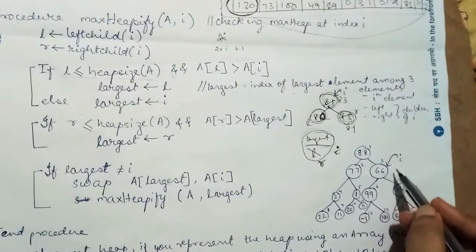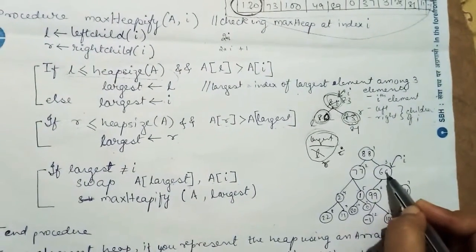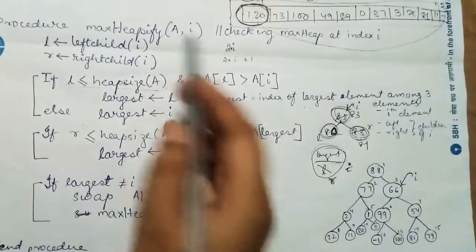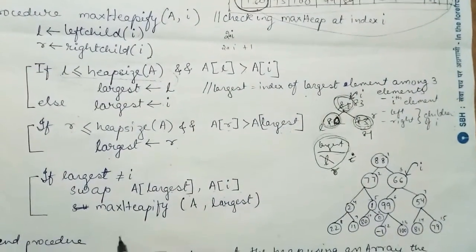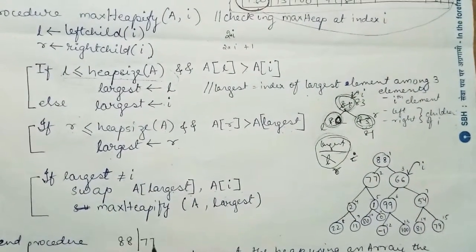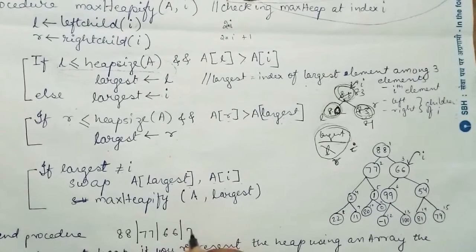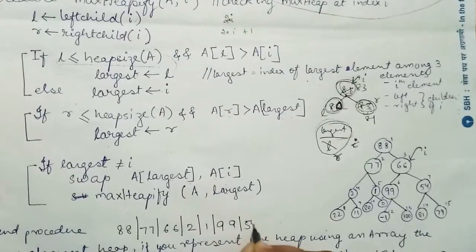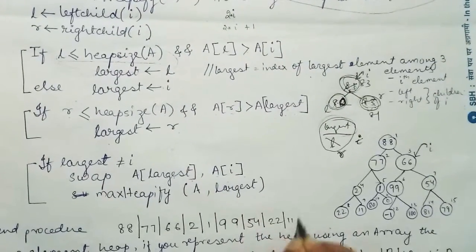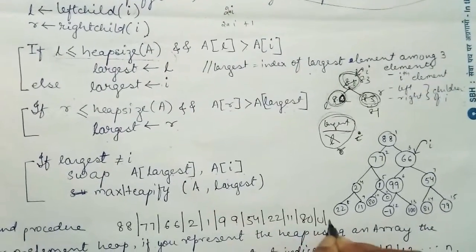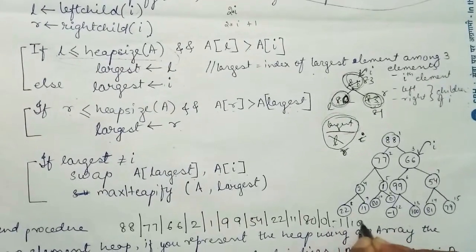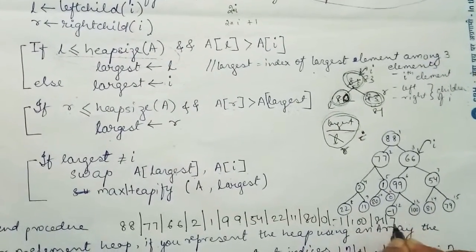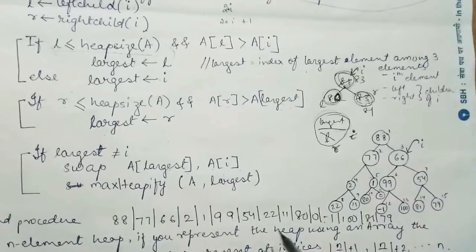I am assuming my I is 3 here, this node 66. What is my array? My array is 88, 77, 66, 2, 1, 99, 54, 22, 11, 80, 0, minus 1, 100, 81, 79. This is my initial array.